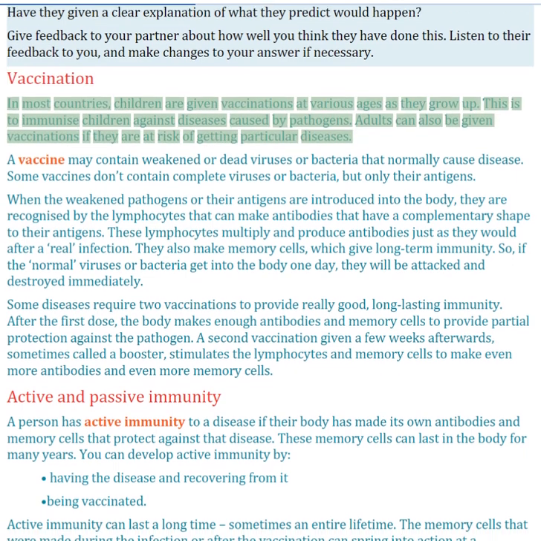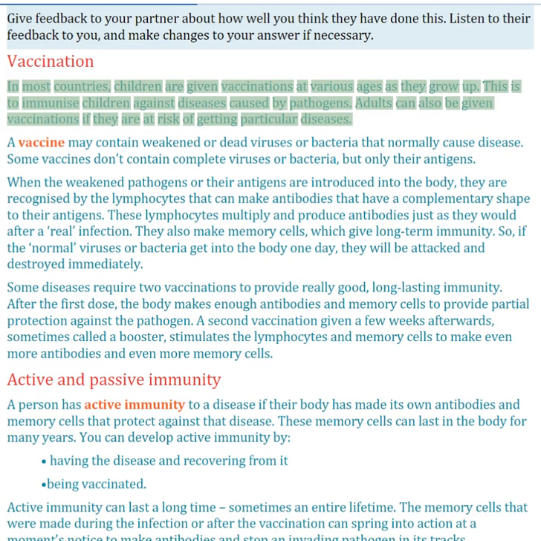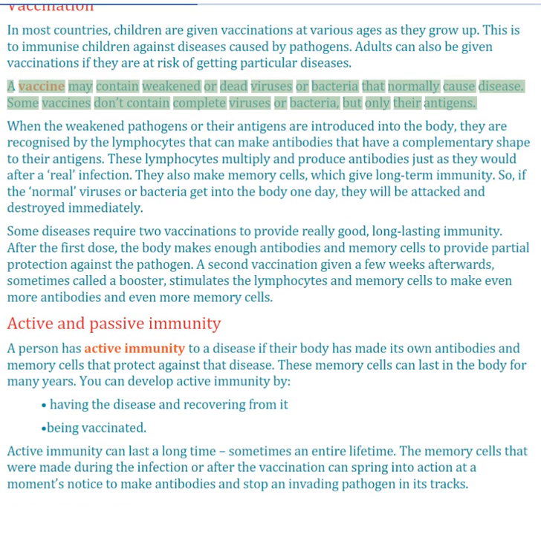Vaccination. In most countries, children are given vaccinations at various ages as they grow up. This is to immunize children against diseases caused by pathogens. Adults can also be given vaccinations if they are at risk of getting particular diseases. A vaccine may contain weakened or dead viruses or bacteria that normally cause disease. Some vaccines don't contain complete viruses or bacteria, but only their antigens.